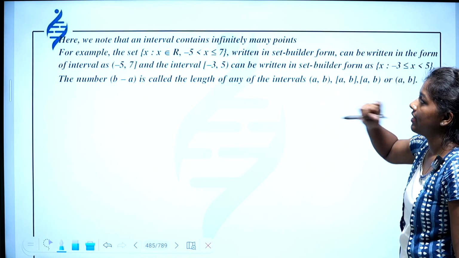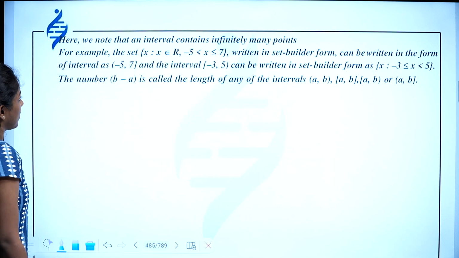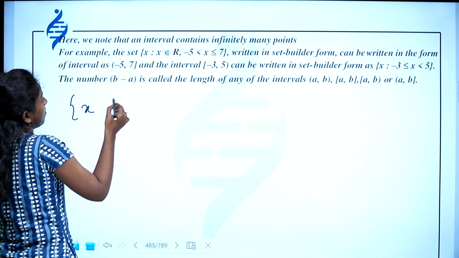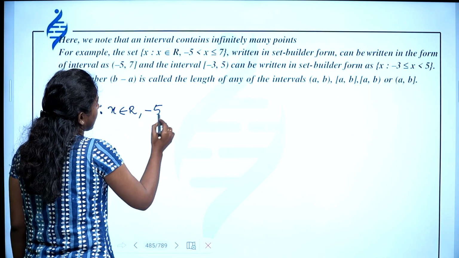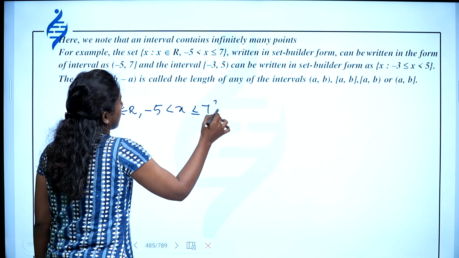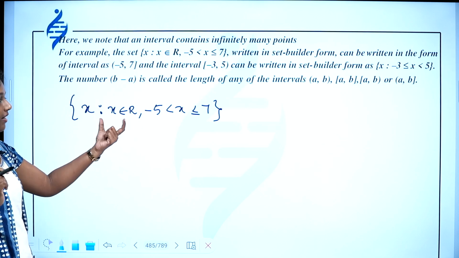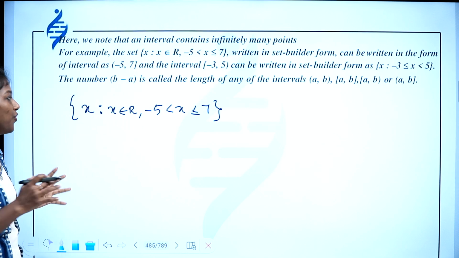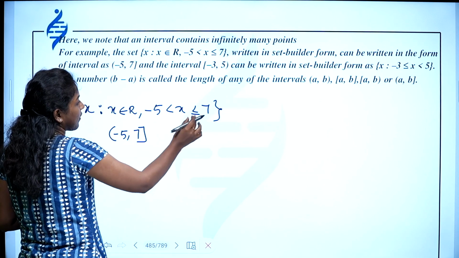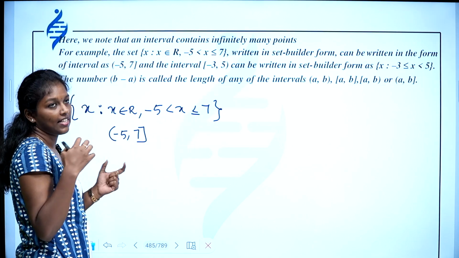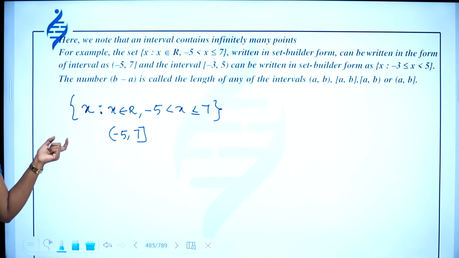Then for example, the set of all x such that x belongs to R and minus 5 less than x less than or equal to 7. See, a set builder form is given. This is a half open interval. Half open means it is open on one side but closed on the other side, because they have included 7. The equal to symbol is there, which means 7 is included, and we should put a square bracket for that. So this is (-5, 7].